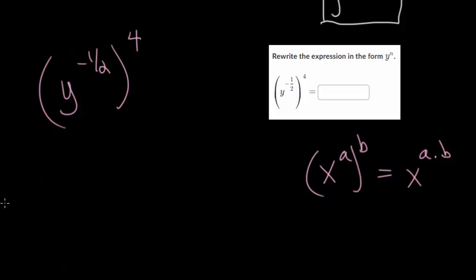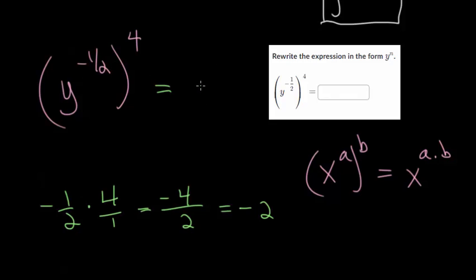So let's do that right here. -1/2 times 4. We'll put that over 1 so that we can just multiply straight across. We have -1 times 4, which is -4. 2 times 1, which is 2. And this will simplify. 4 divided by 2 is just 2, so you get -2 here. So this will be y to the -2. Or if you really wanted, you could rewrite it without the negative exponent as 1 over y squared.